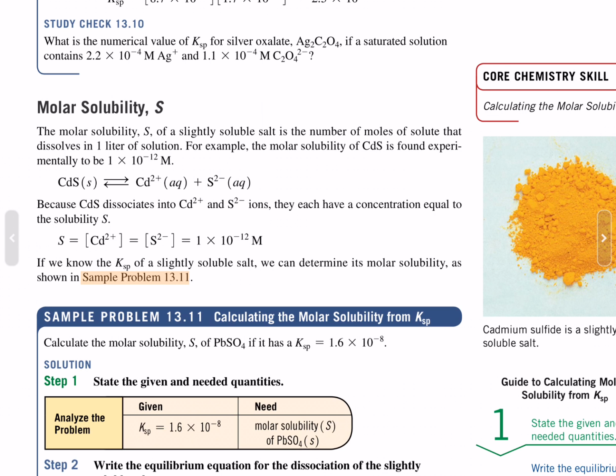Molar solubility. The molar solubility, S, of a slightly soluble salt is the number of moles of solute that dissolve in 1 liter of solution. For example, the molar solubility of cadmium sulfide is found experimentally to be 1 times 10 to the negative 12th molar. Because cadmium sulfide dissociates into cadmium and sulfide ions, they have a concentration equal to the solubility S. If we know the Ksp of a slightly soluble salt, we can determine its molar solubility, as shown in sample problem 13.11.